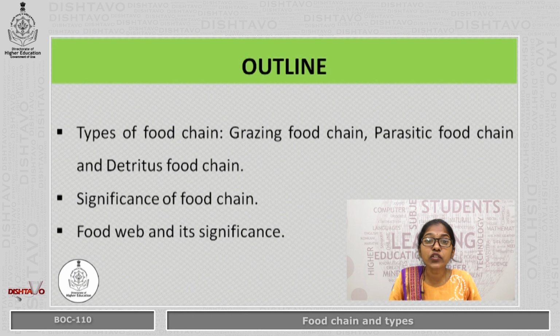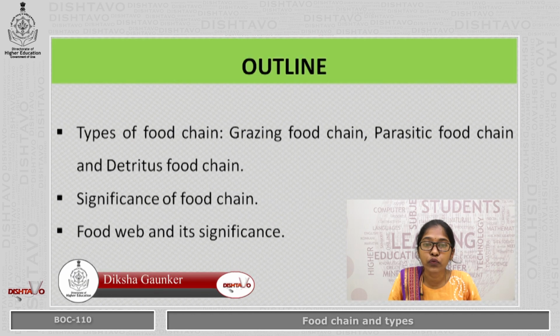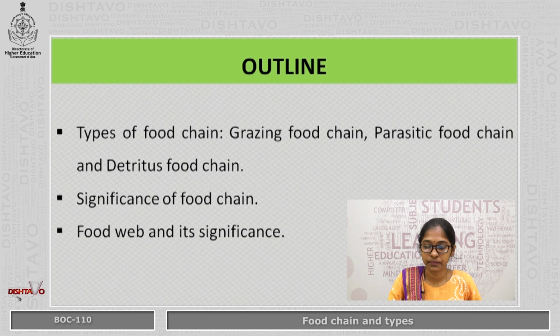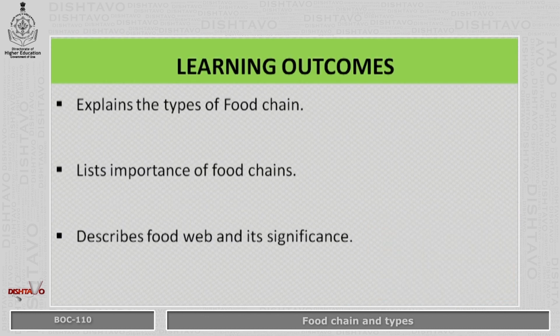Outline: we are going to learn about types of food chain, grazing food chain, parasitic food chain and detritus food chain. Significance of food chain, and we are also going to learn about food web and its significance. Learning outcomes: at the end of the presentation, you will be able to explain the types of food chain, list the importance of food chain, describe the food web and its significance.